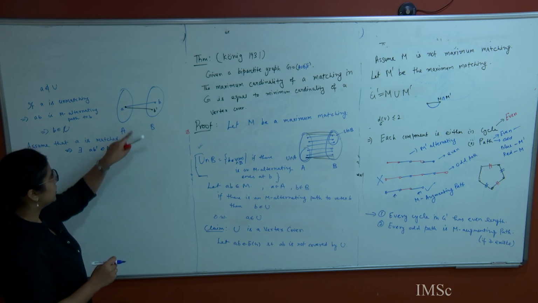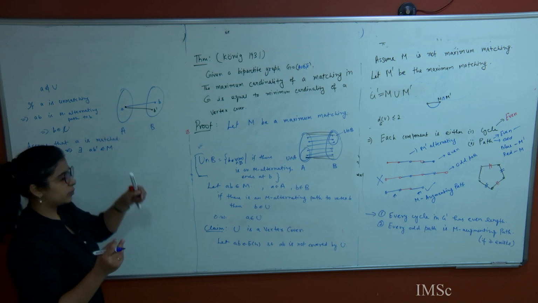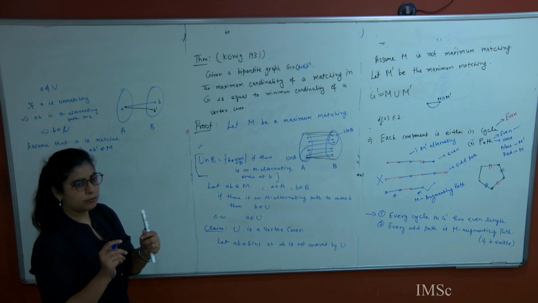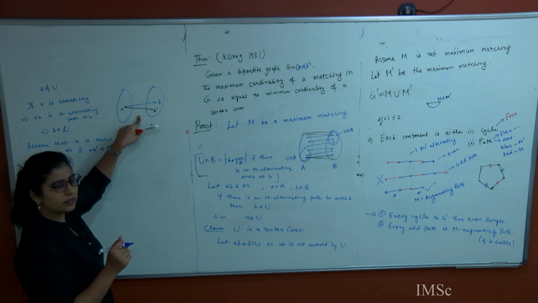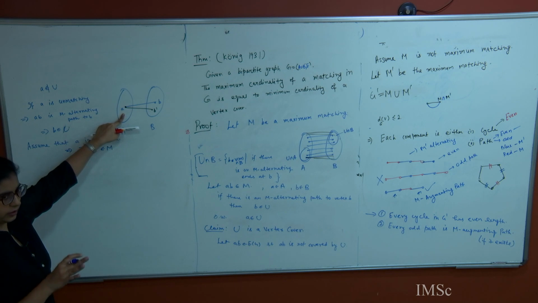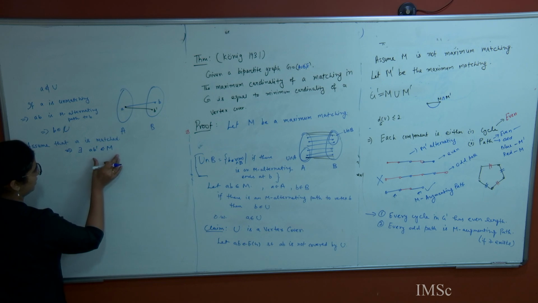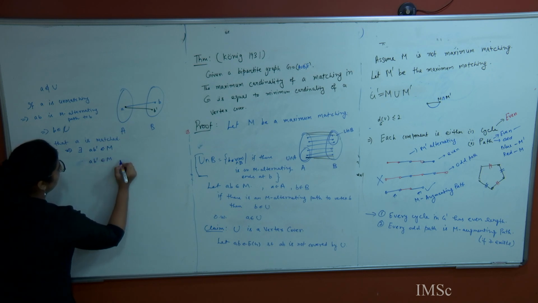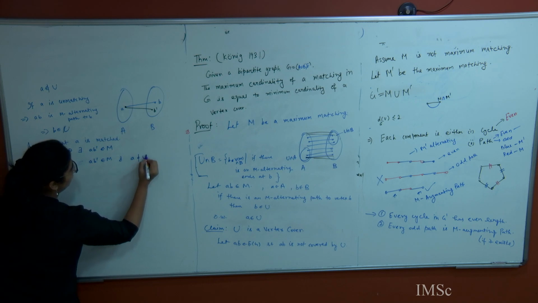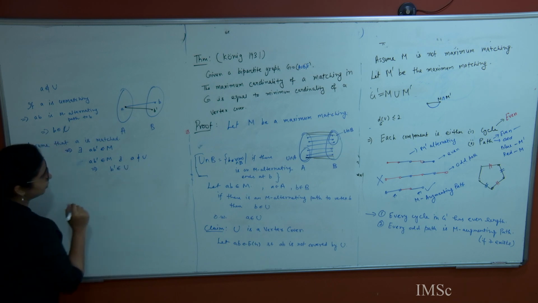Now, this is a matching edge. What can you say? We know that from every matching edge, we have put one of the endpoints in U. We know that A is not in U. Then B prime is in U. So because AB prime is a matching edge and A is not in U, this implies B prime belongs to U.